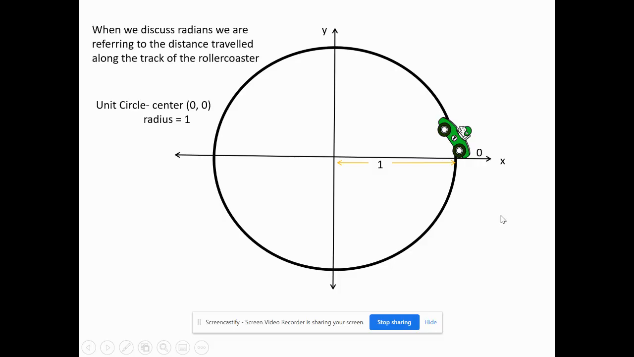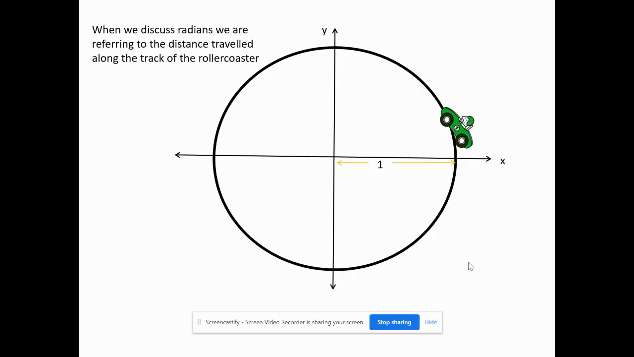So when we discuss radians, we're referring to the distance traveled along the track of the roller coaster. So if your roller coaster goes all the way around a unit circle, how far has it traveled? If I stretch this out, how far along the track has it traveled? Well, what's another word for distance along the edge of a circle? It's the circumference, right? So the circumference of the unit circle, circumference is 2 pi r. Well, since r is just 1, if he went one full lap like he did, he traveled 2 pi radians, is how we talk about it.